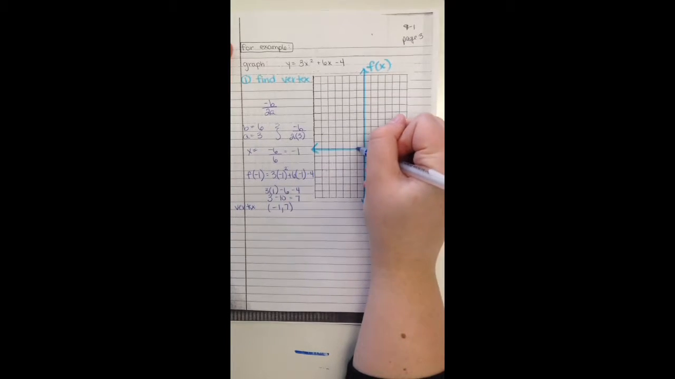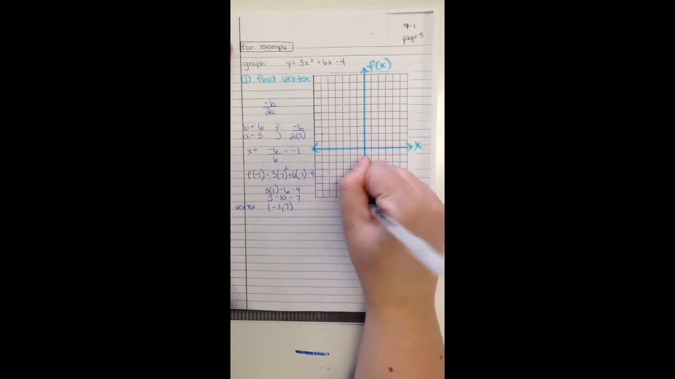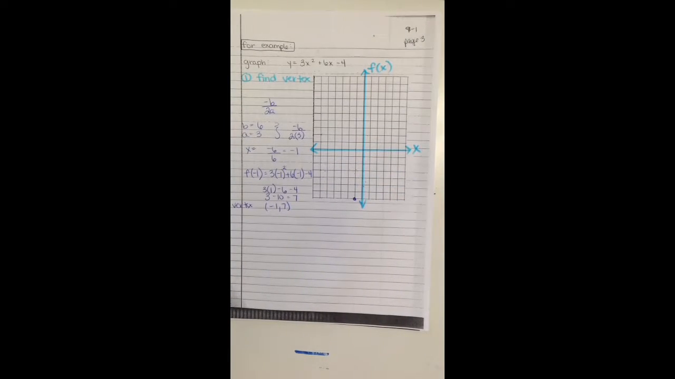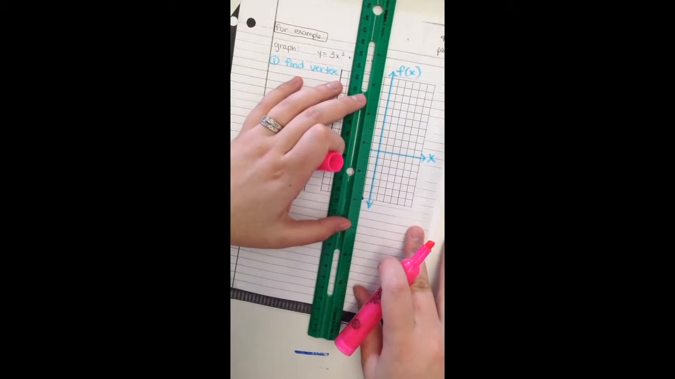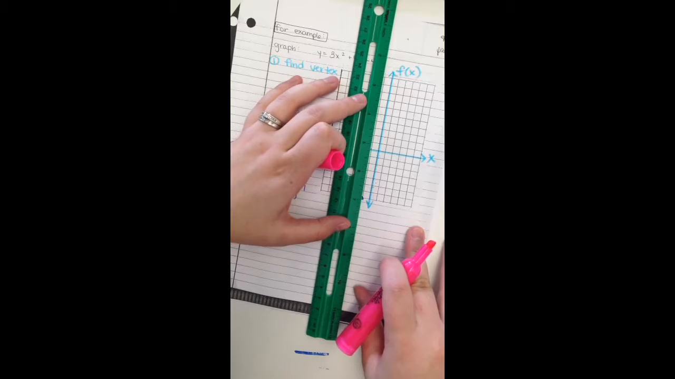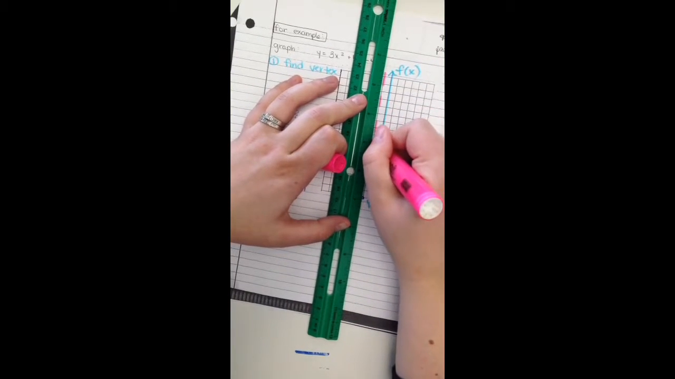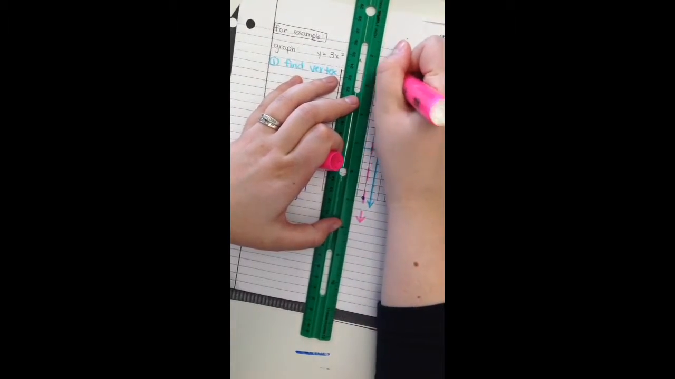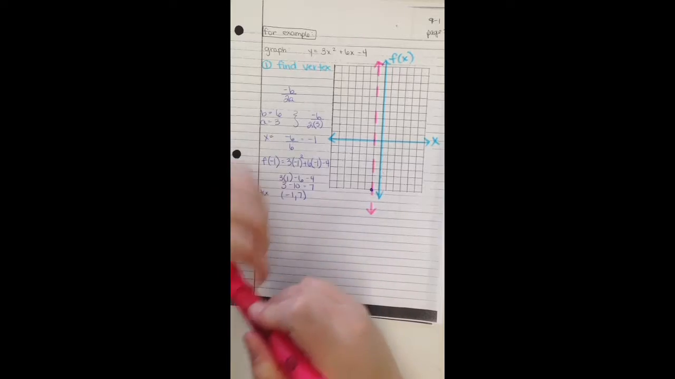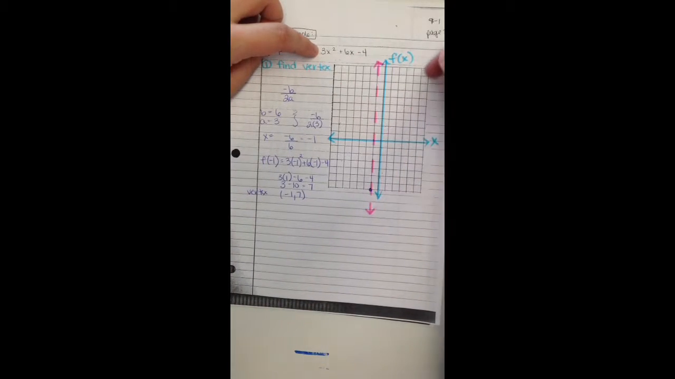So I go over 1 and down 7. 1, 2, 3, 4, 5, 6, 7. Okay, there's my vertex. Now, second thing it tells me to do, draw in your axis of symmetry, which I know goes through that point, I just have to draw a dotted line straight up and down. Okay. Now, let's take a look at a before we go any further. It's positive, so I'm going to have an open bowl, okay?